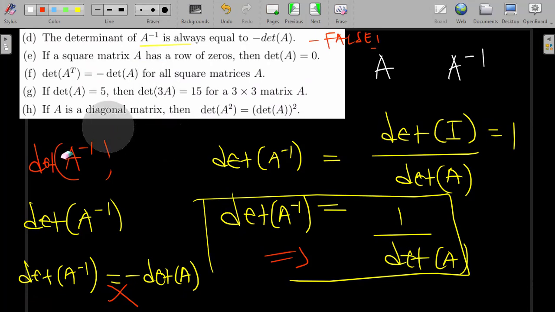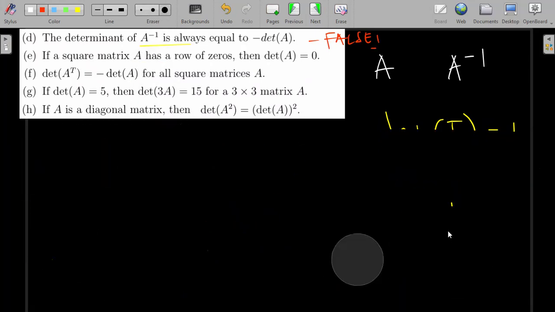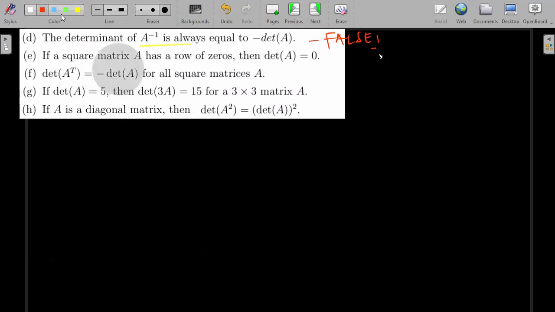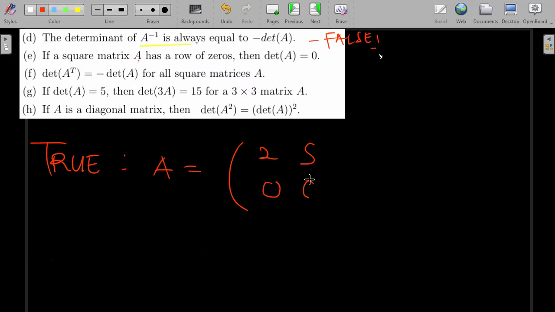And then let's look at E. On E, they're saying if a square matrix A has a row of zeros, then the determinant is zero. That one is straightforward, and it is true. For example, if A is 2, 5, 0, 0, this is the row of zeros. Whenever one row is completely filled with zeros, or one column is completely filled with zeros, the determinant of that matrix just becomes 0.